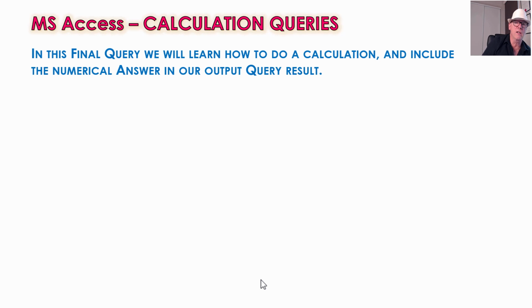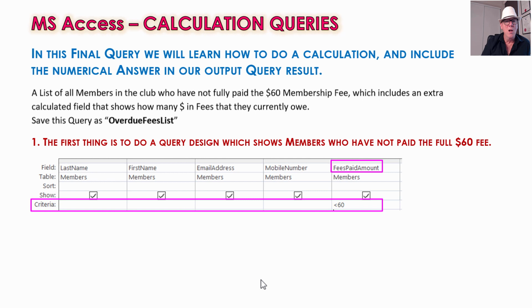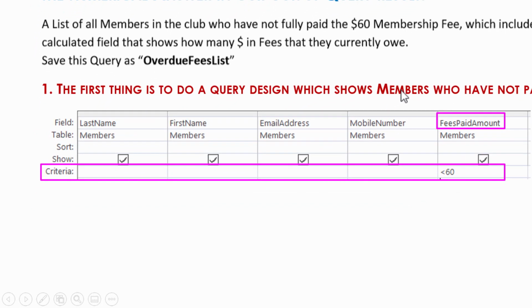All right, so I think we're now into the very last queries, which are the calculation ones. So let's get into it. In this final query, we're going to learn how to do a calculation and a number answer. So this is for the overdue fees. We want a list of members who haven't paid their full $60 membership fee yet. All right, so the first thing to do is, go into query design. We just need the members table, just one table, so bring that in.